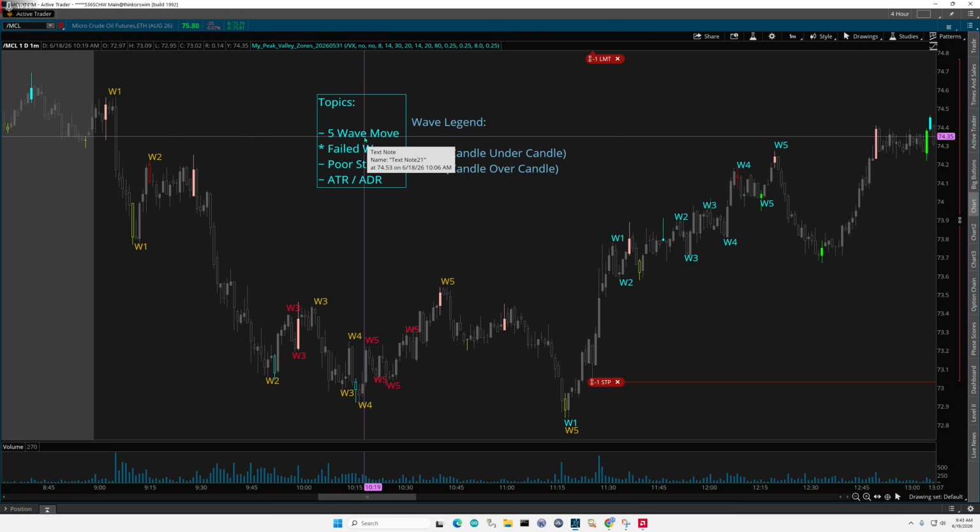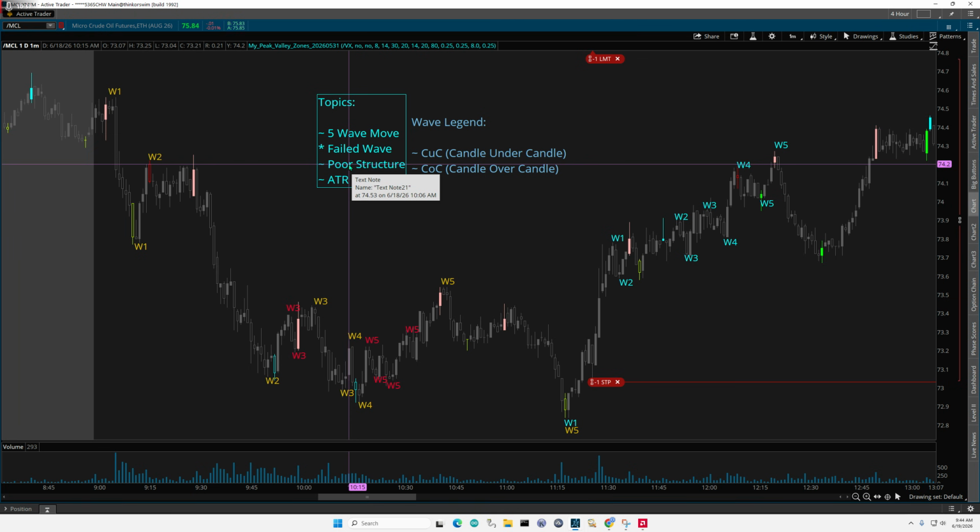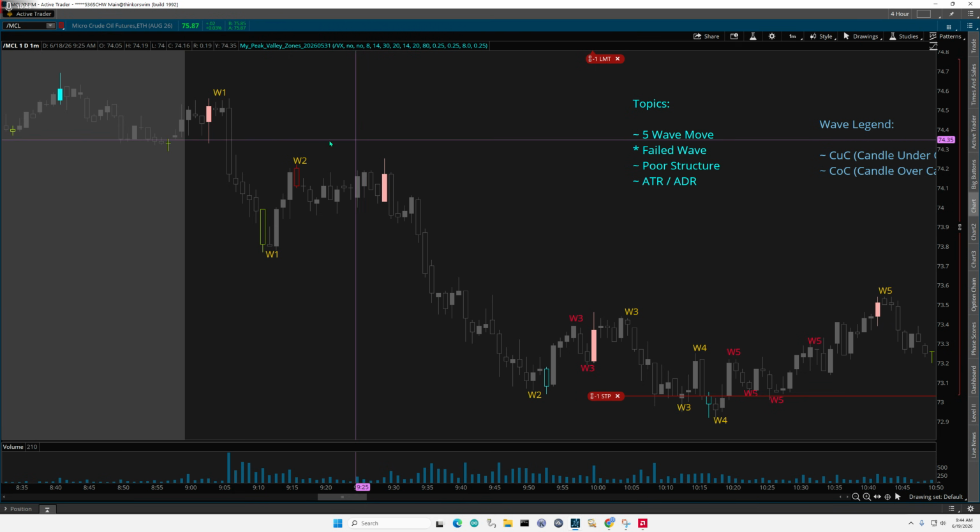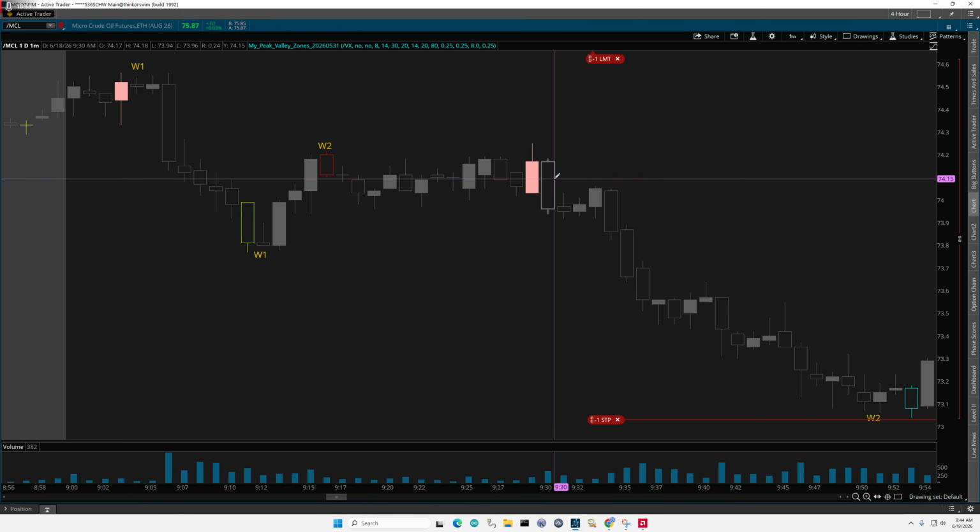So we covered the 5-wave move. We covered failed waves. Let's talk about poor structure. Poor structure, zoom back in. Poor structure for me is where you cannot connect 4 candle bodies. So I'll draw some rectangles for poor structure. So zoom in a little bit more.